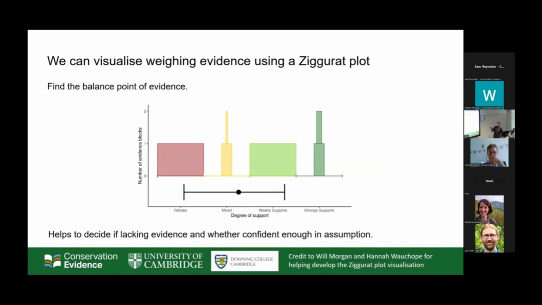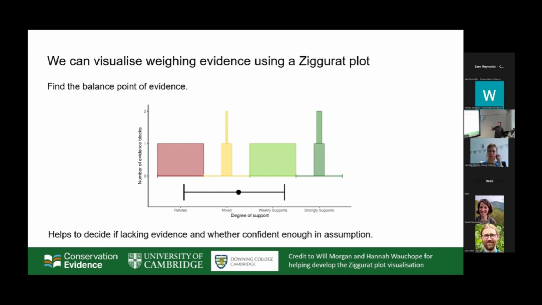a ziggurat plot. So this is something that we developed to visualize this kind of balance. So each of these blocks are pieces of evidence, and the width of those blocks is kind of the weight, how much you trust that evidence. And then we have kind of a bootstrap meaning confidence interval just to give an indication of where the balance point lies here. So here the evidence is quite mixed.